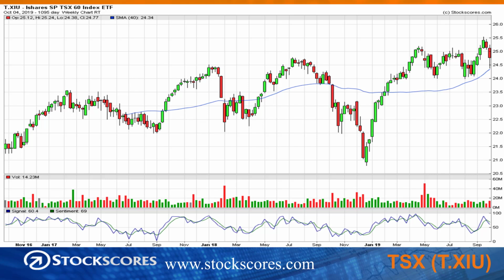Looking at the longer term chart of the TSX, we broke through this line of resistance a few weeks ago. We rallied in, typical pullback. I think this market is headed higher. However, if we move down through that support level, I think you need to be pretty cautious.